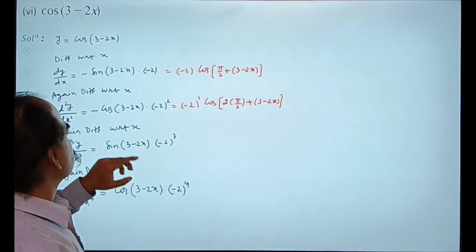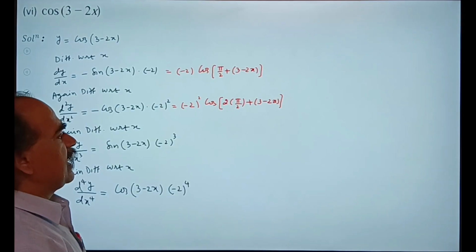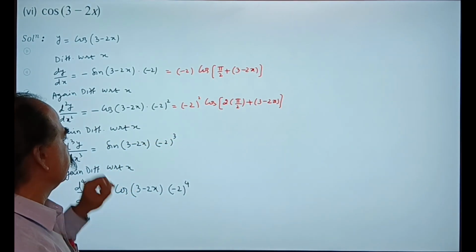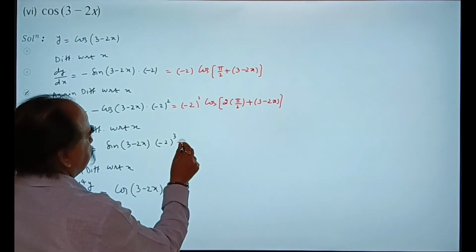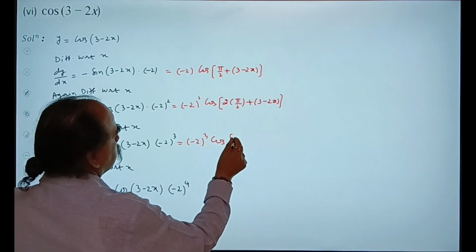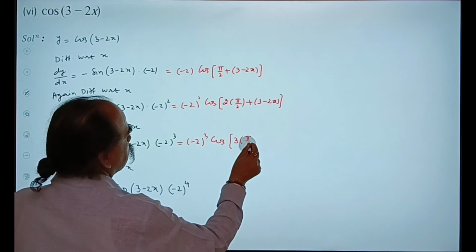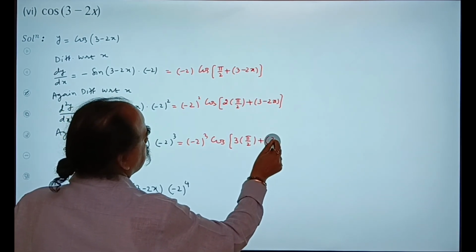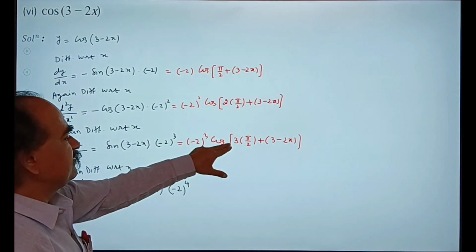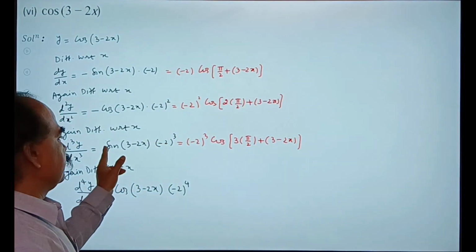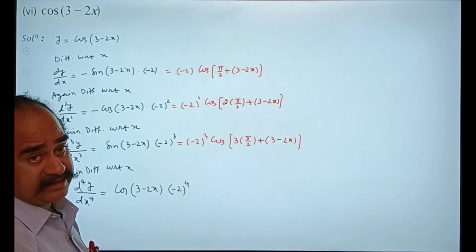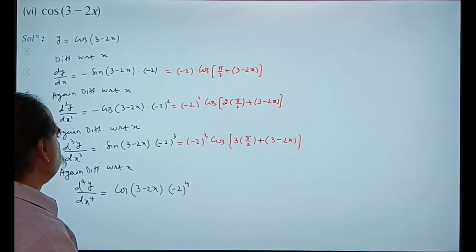It is 2 times pi by 2. The cos will remain same as cos. And 2 pi by 2 plus will go in third quadrant. In third quadrant, cos is what? Negative. And this can be written as minus 2 cube cos of 3 times pi by 2 plus 3 minus 2x. So 3 means odd. Cos changes to sine. 3 into pi by 2 plus something will go in fourth quadrant. And in fourth quadrant, cos is what? Positive.